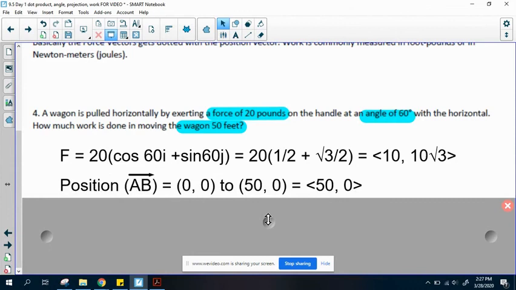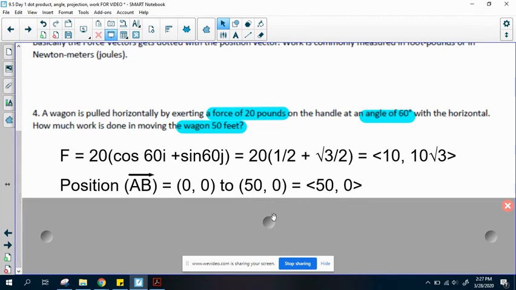Position vector. It didn't specify. It said I was just going to move it 50 feet. So we're just going to assume it's from the origin to make our lives easy. So I'm moving from one point to the other. If I figure out a position vector, I technically subtract. So 50 minus 0 is 50. 0 minus 0 is 0. And so this vector represents I'm moving 50 feet only in the horizontal direction. And I'm just going to assume that it's the positive direction.